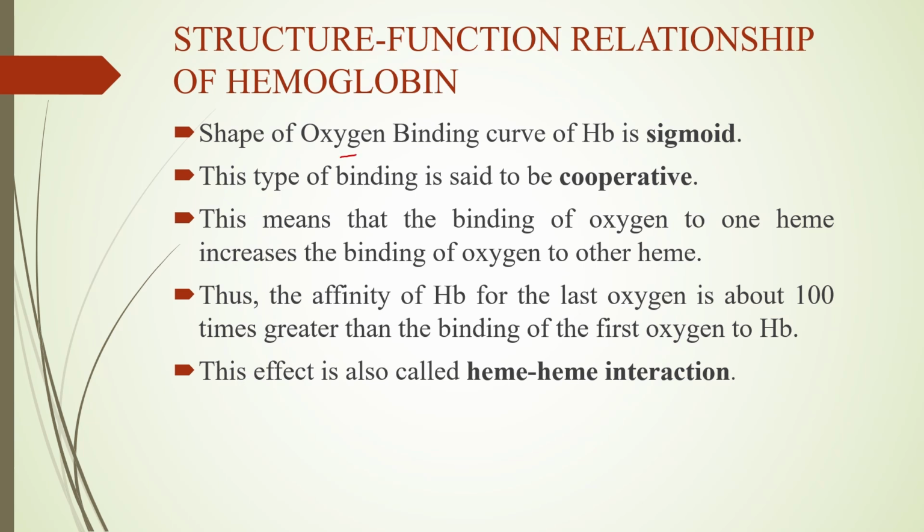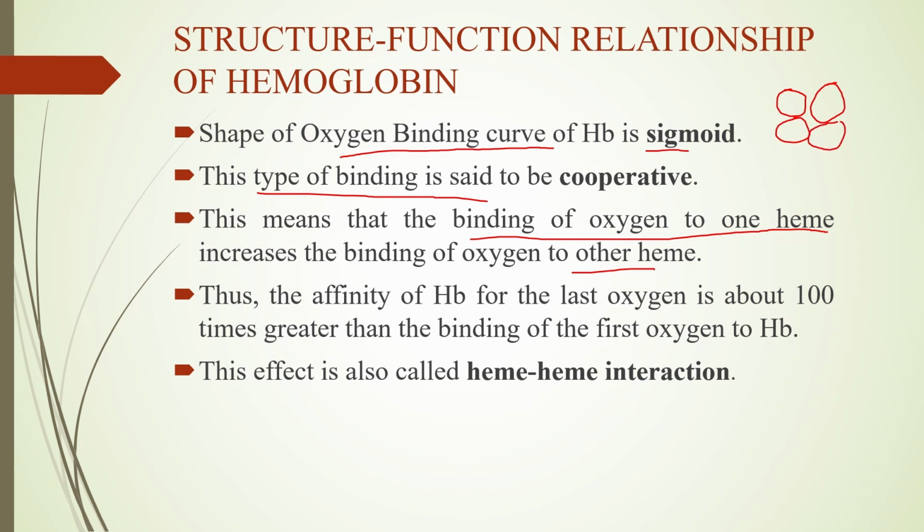Oxygen binding curve की बात करें तो its shape is sigmoid shape, and this type of binding is said to be cooperative. Cooperative means positive cooperativity इसको बोलेंगे, because binding of oxygen to one heme increases the binding of the oxygen to the other heme molecule. जैसे कि इसमें 4 ग्लोबिन चेन है, अगर 4 में से किसी भी एक मॉलिक्यूल पे ऑक्सीजन बाइंड हो जाती है, then it will increase the affinity of the oxygen binding at the other heme molecules.